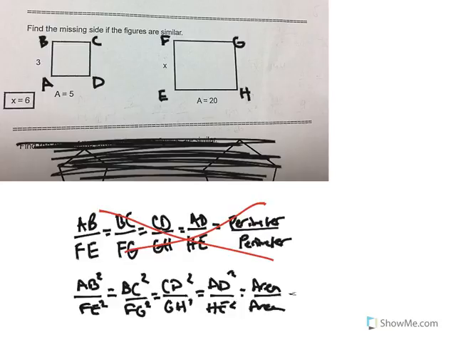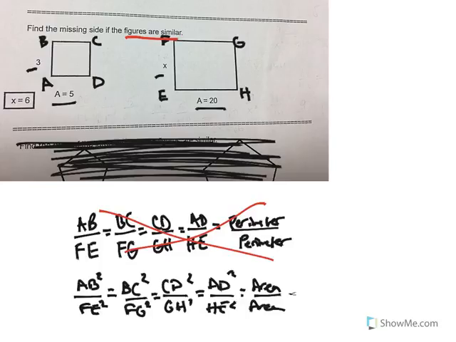Okay? So in this figure, it just gives us the area of the first figure and the area of the second figure, and then it just gives us one side. The question says, find the missing side if the figures are similar. So if we know the figures are similar, we know that their sides are proportional, and therefore if we square each side, the areas will be proportional.